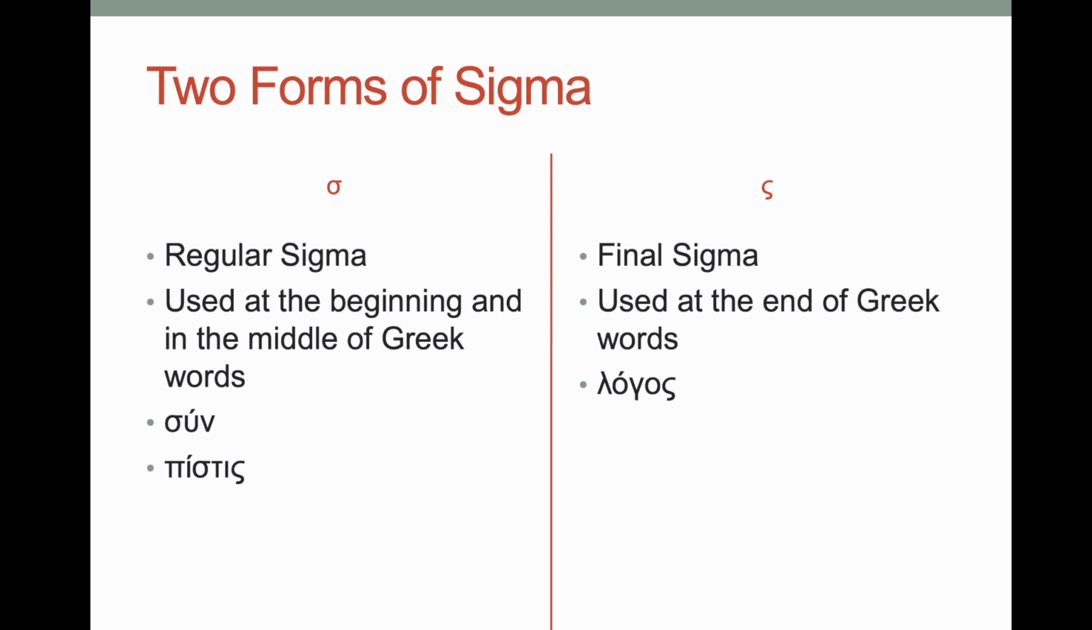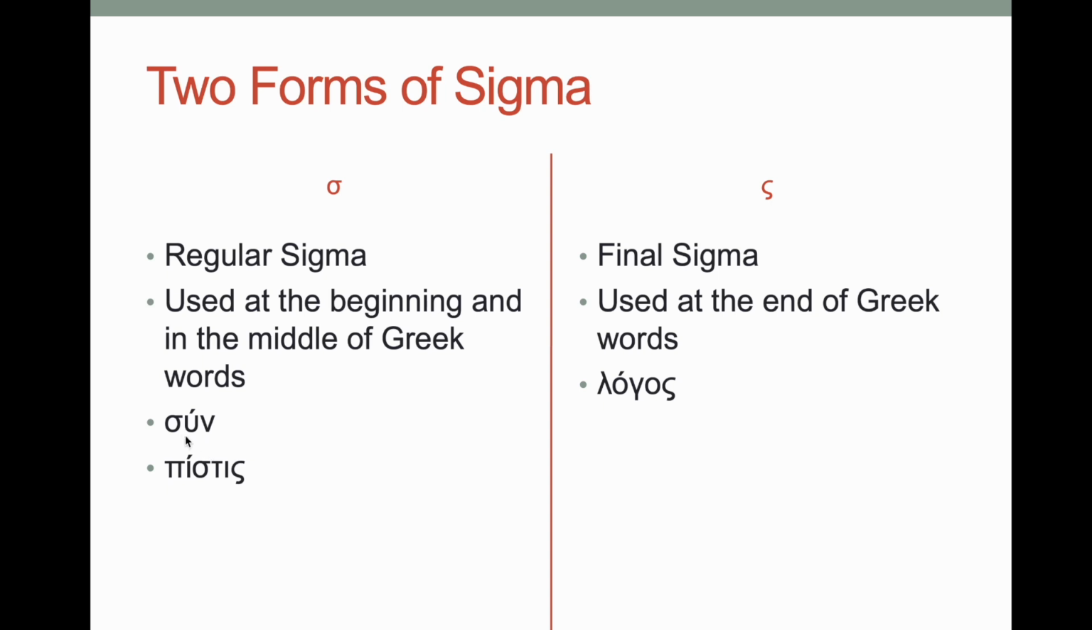If you recall my slides of the alphabet, you'll notice that you saw two different forms for the letter sigma. There's what's called regular sigma, which is like a circle with a stick. And there's final sigma, which looks very much like our letter S. Regular sigma is used at the beginning and in the middle of Greek words, whereas final sigma is used only at the end of Greek words.